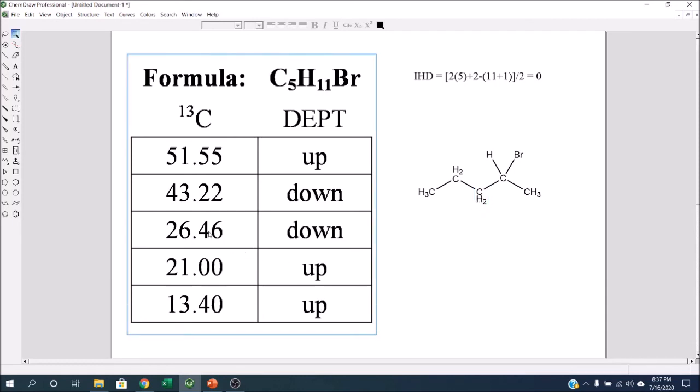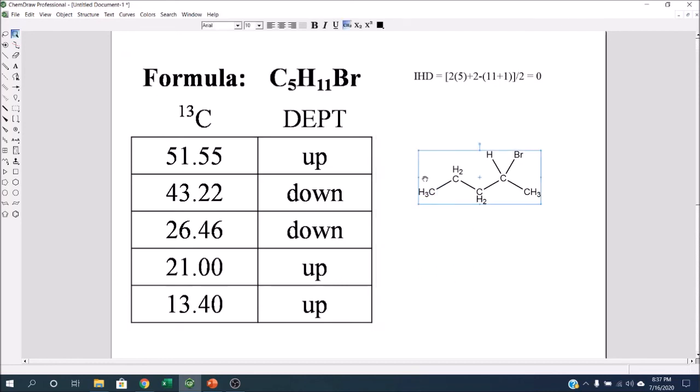Then we have another down peak at 26.46, and then a methyl group that is above 20, which means that methyl group is adjacent to some weirdness, which is what the bromine is, and a methyl group that's below 20, which is a more standard methyl group. So I'm comfortable with this as a possible answer given this data.